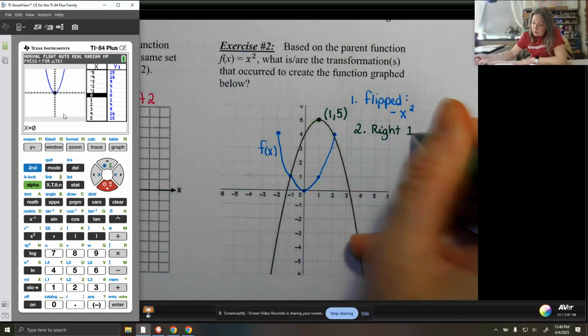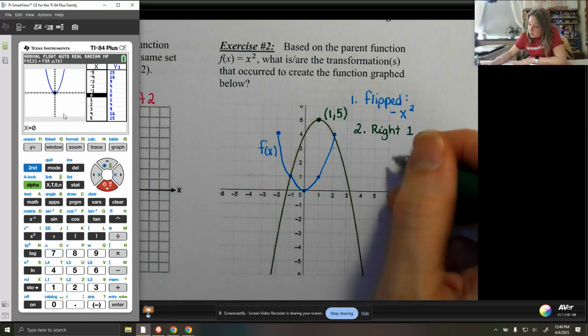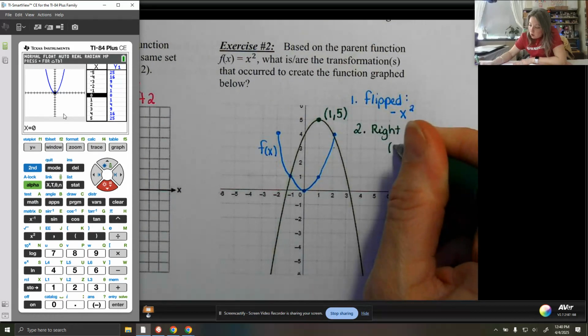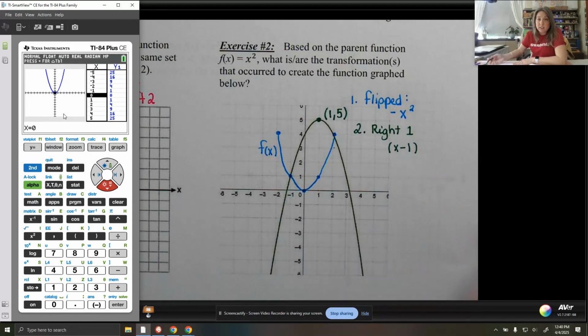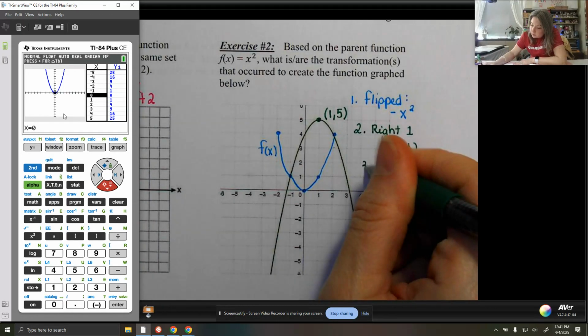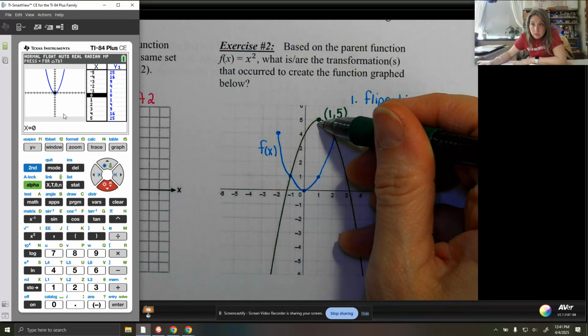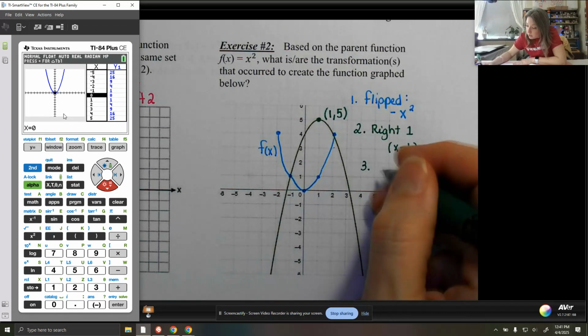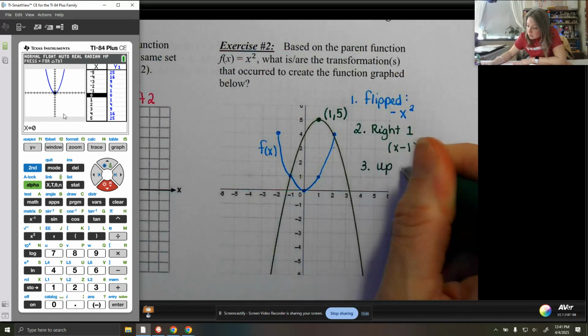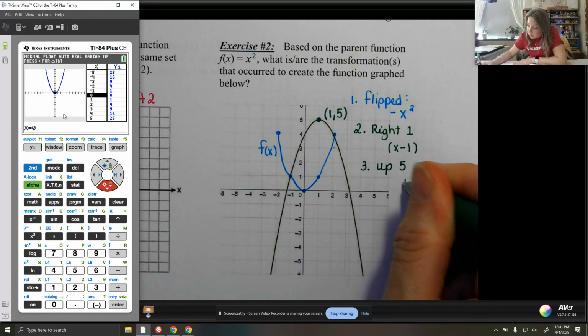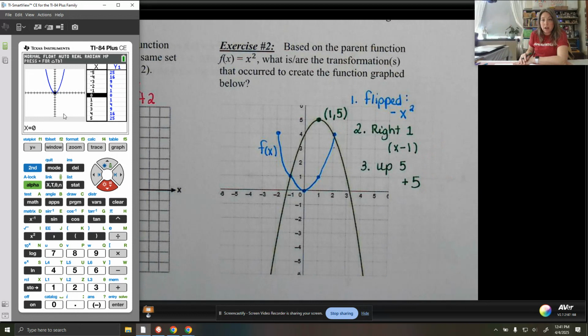1 as an x value. So that means inside the parentheses, I'm going to be subtracting 1 because it's the opposite of what I think should happen. And then, lastly, I also went up 5 to get the y coordinate here. So that means at the end of the function, I'm going to be adding 5.